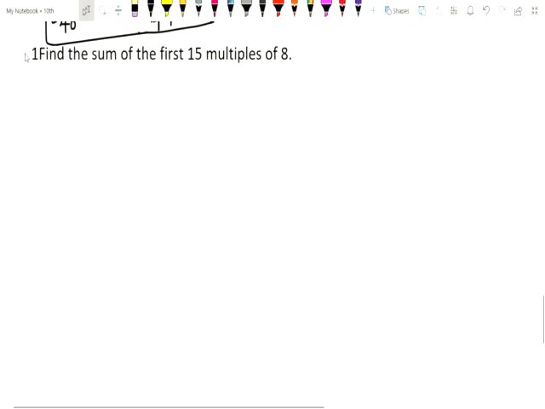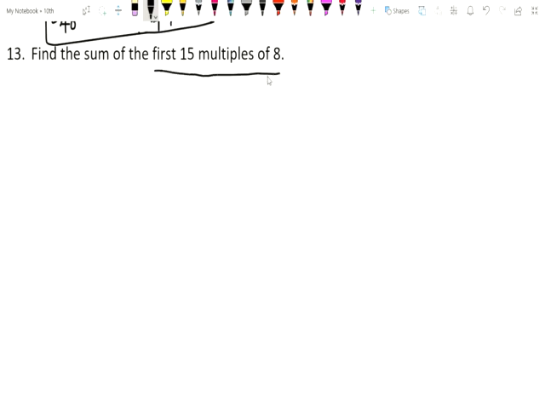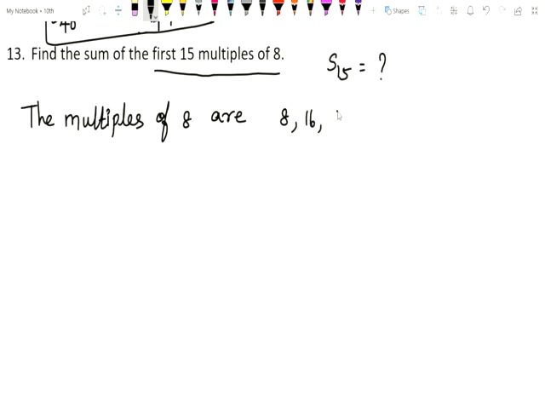Question number 13. Find the sum of the first 15 multiples of 8. 15 multiples of 8. The sum of the first 15 means S15 we are going to find. Okay. So the multiples of 8 are 8, 16, 24, etc. Okay.